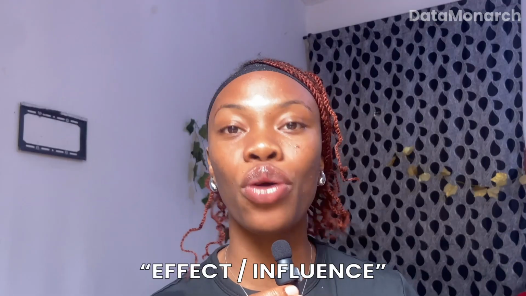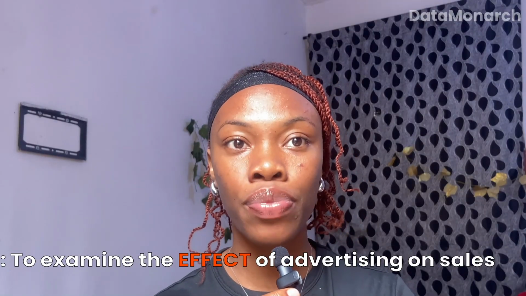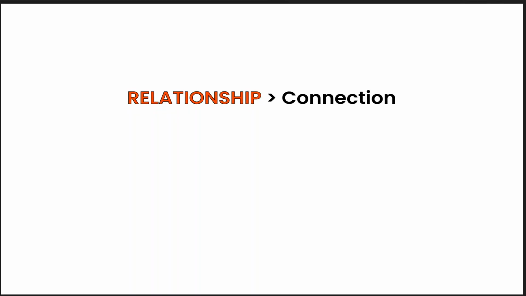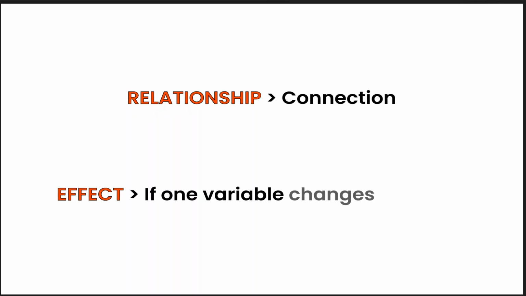The next verb you can see in your research objective is effect or influence. It means one variable is causing or changing another variable. It is about cause and impact. So when you see effect or influence, what comes to your mind is cause and impact. Example, your research objective can be to examine the effect of advertising on sales. And this means, does advertising change sales? You really want to know. So you see that this is different from relationship. Relationship is, is there a connection, but effect is you want to check if one variable changes another variable.